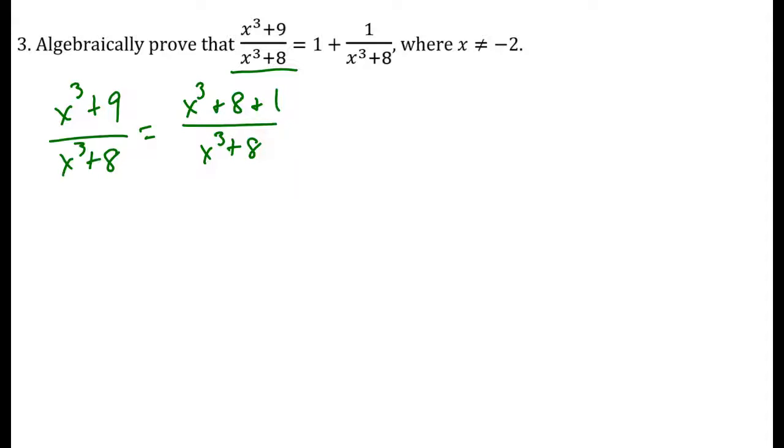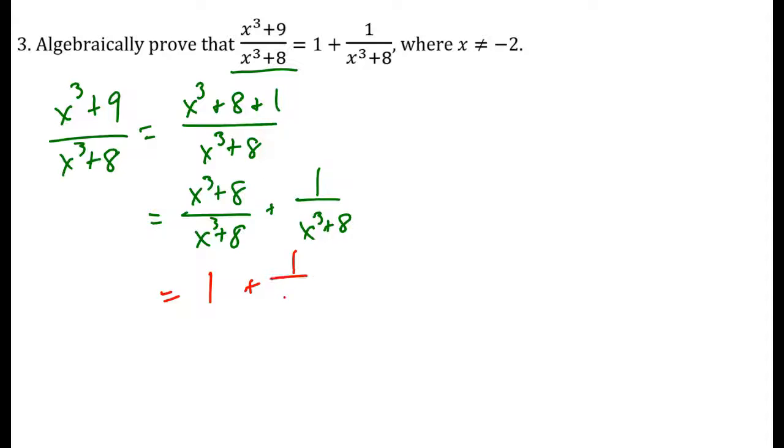I'm going to distribute this division here. x cubed plus 8 over x cubed plus 8, plus 1 over x cubed plus 8. I'm just splitting apart that fraction. Well, x cubed plus 8 divided by x cubed plus 8 is 1, plus 1 over x cubed plus 8. So I took this side and I made it look like that other side. So therefore I proved that those two are equivalent.